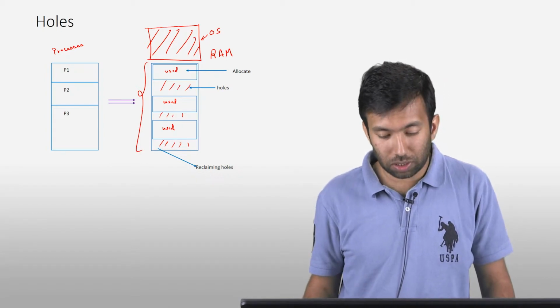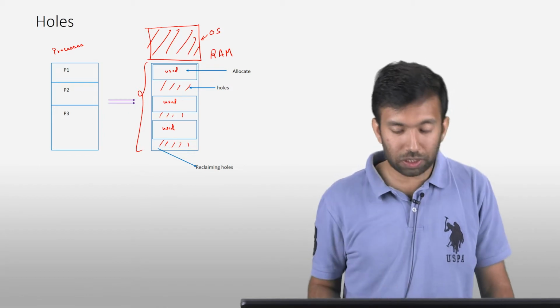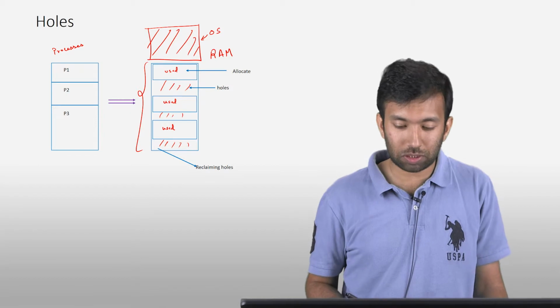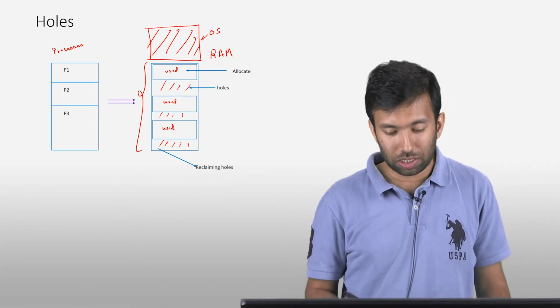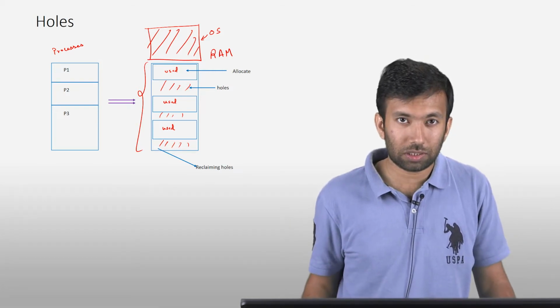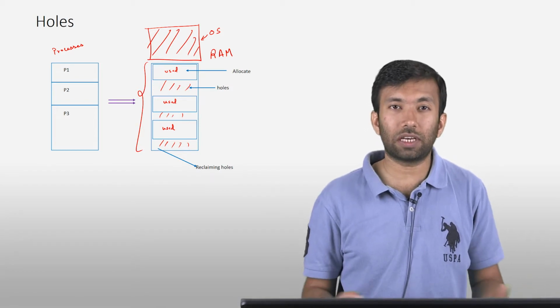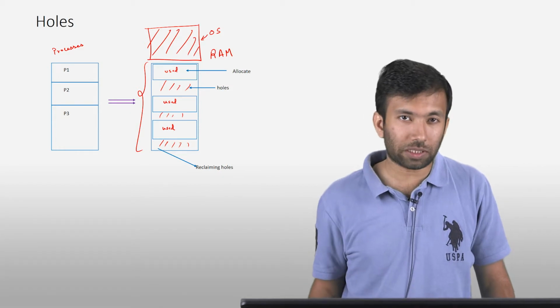Now, ideally what you should have done is, when the operating system allocates memory to the RAM, it should allocate memory in such a way that all the holes are compacted together. So, the operating system has to have some mechanism of reclaiming holes. Why is that important? Let us see with some examples.